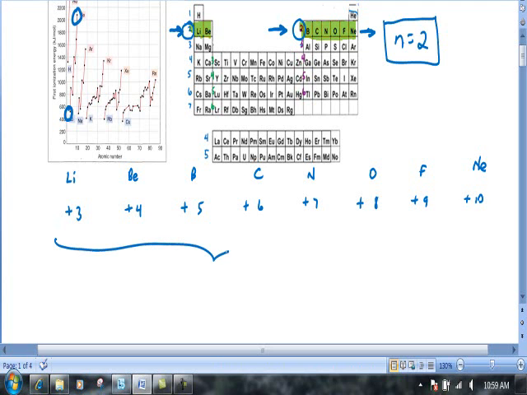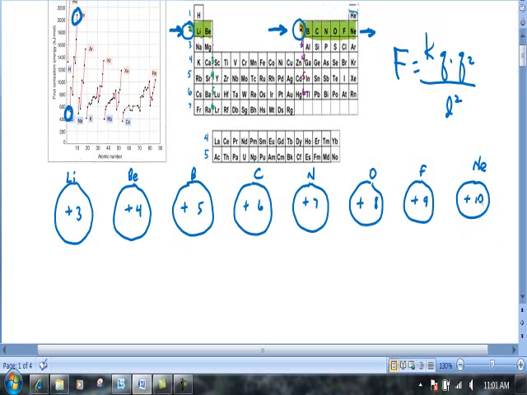The second thing is for us to focus on how many positive charges or protons are located in the nucleus of each of these atoms. Starting with lithium, we have 3 protons and a charge of +3. By the time we get to neon, we now have 10 protons and a +10 charge in the nucleus.